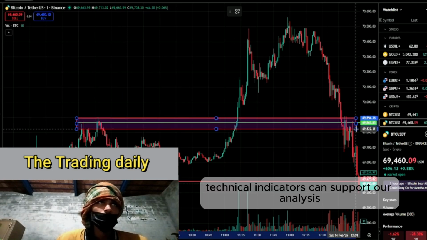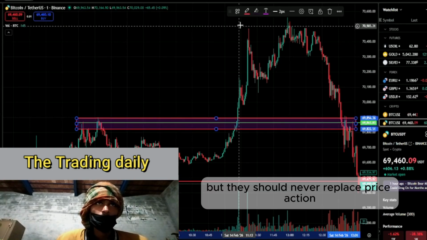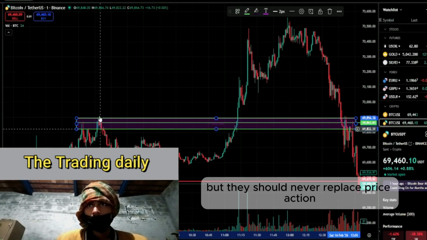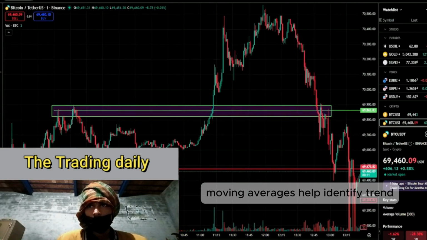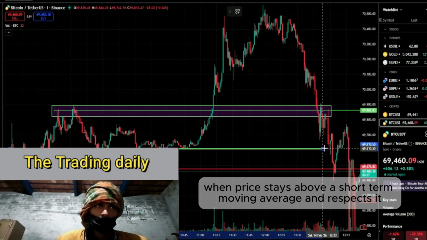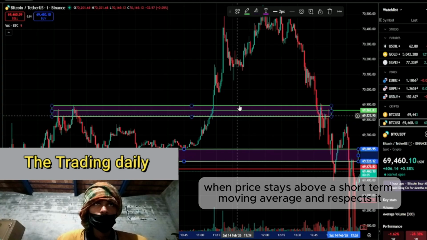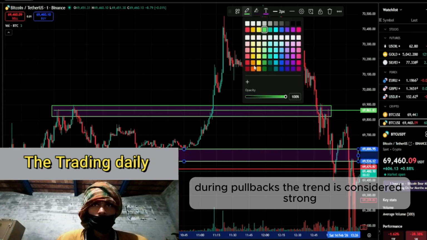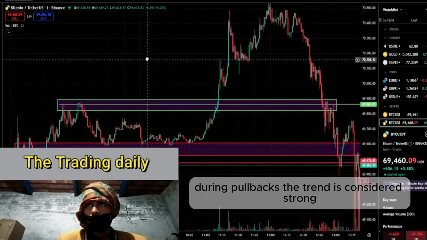Technical indicators can support our analysis, but they should never replace price action. Moving averages help identify trend direction and dynamic support or resistance. When price stays above a short-term moving average and respects it during pullbacks, the trend is considered strong.